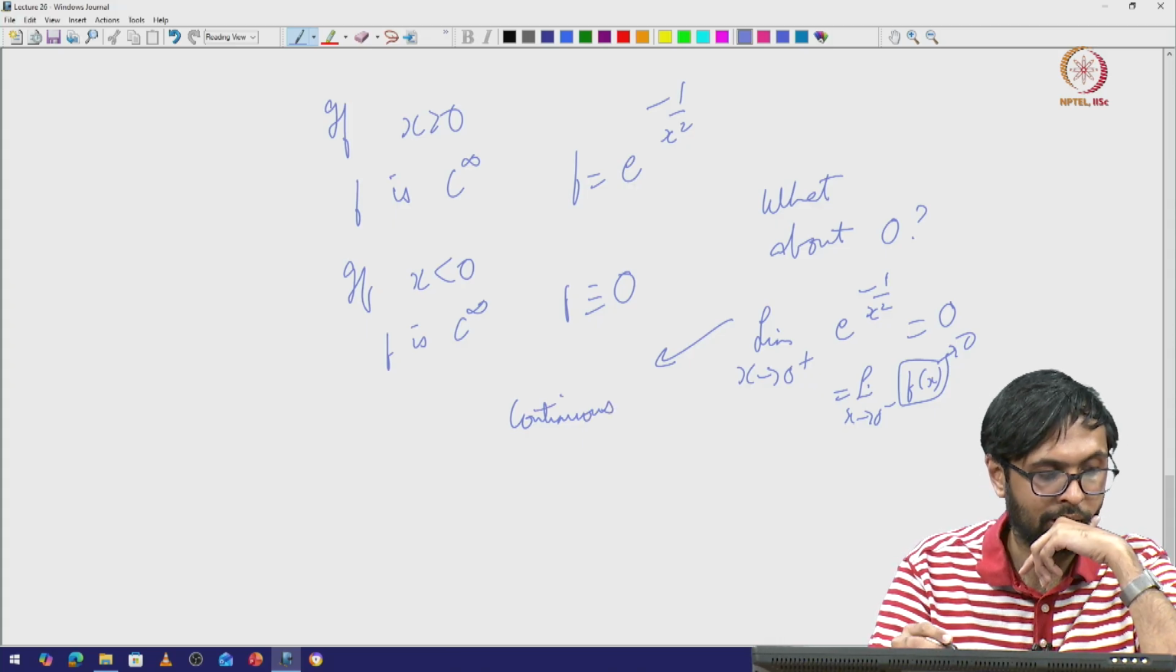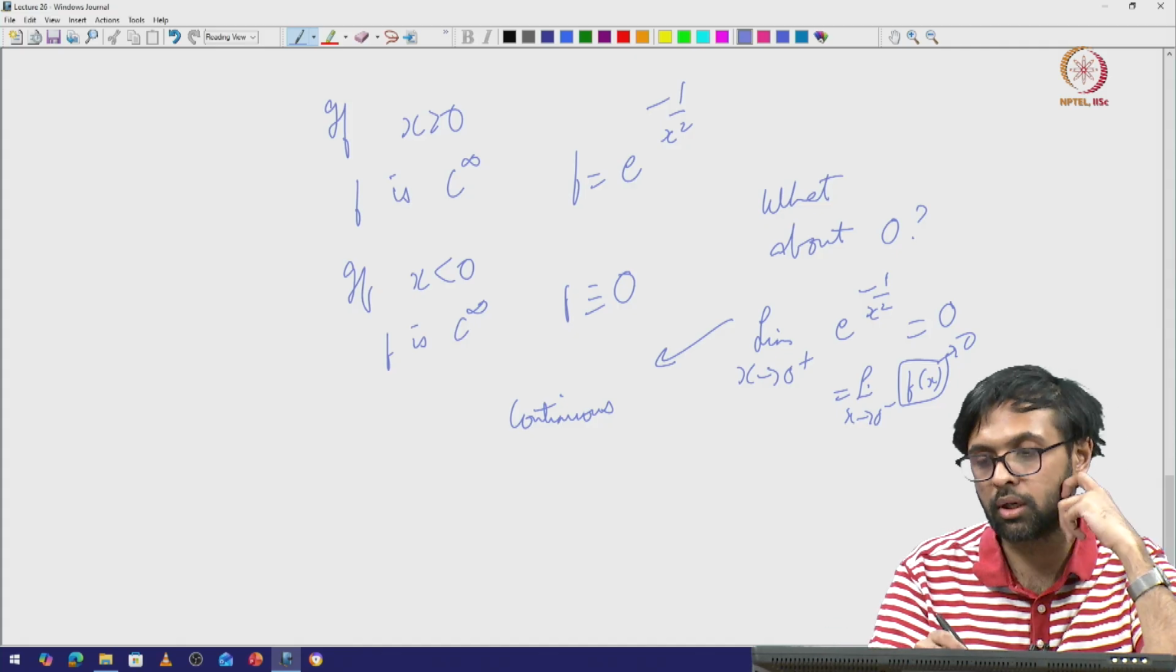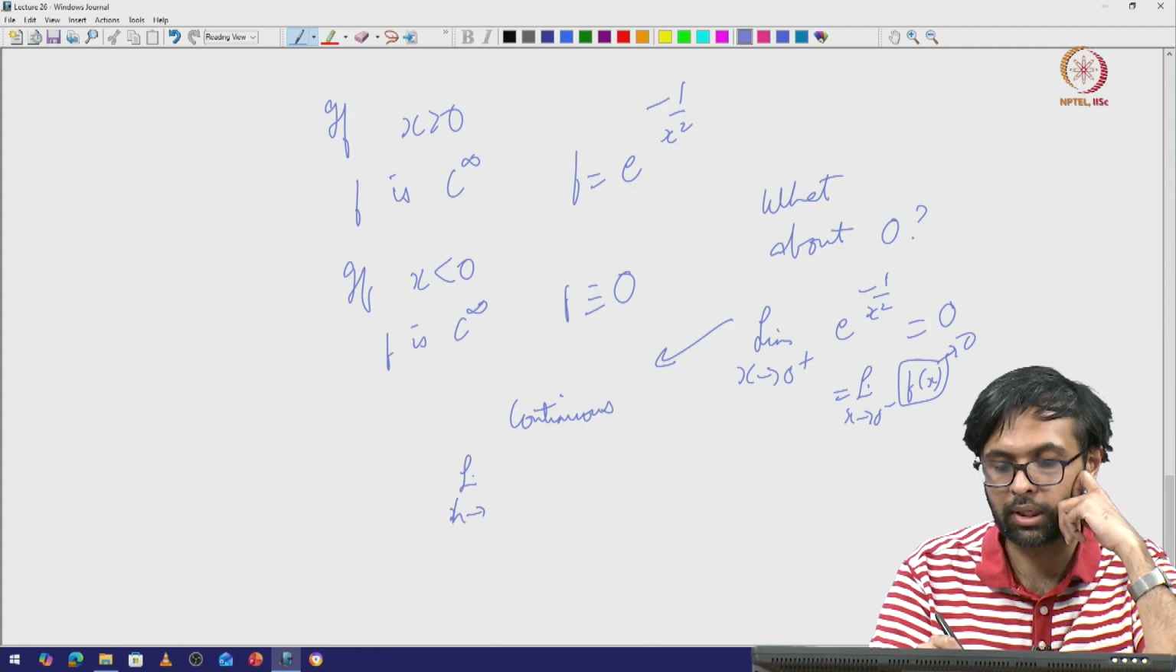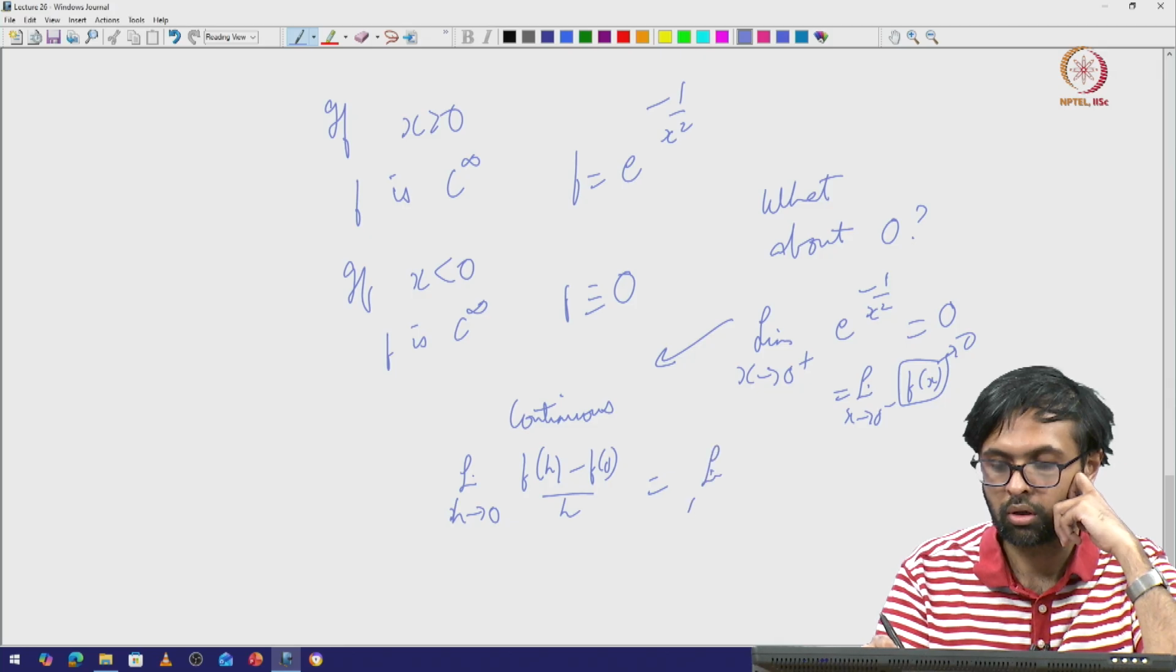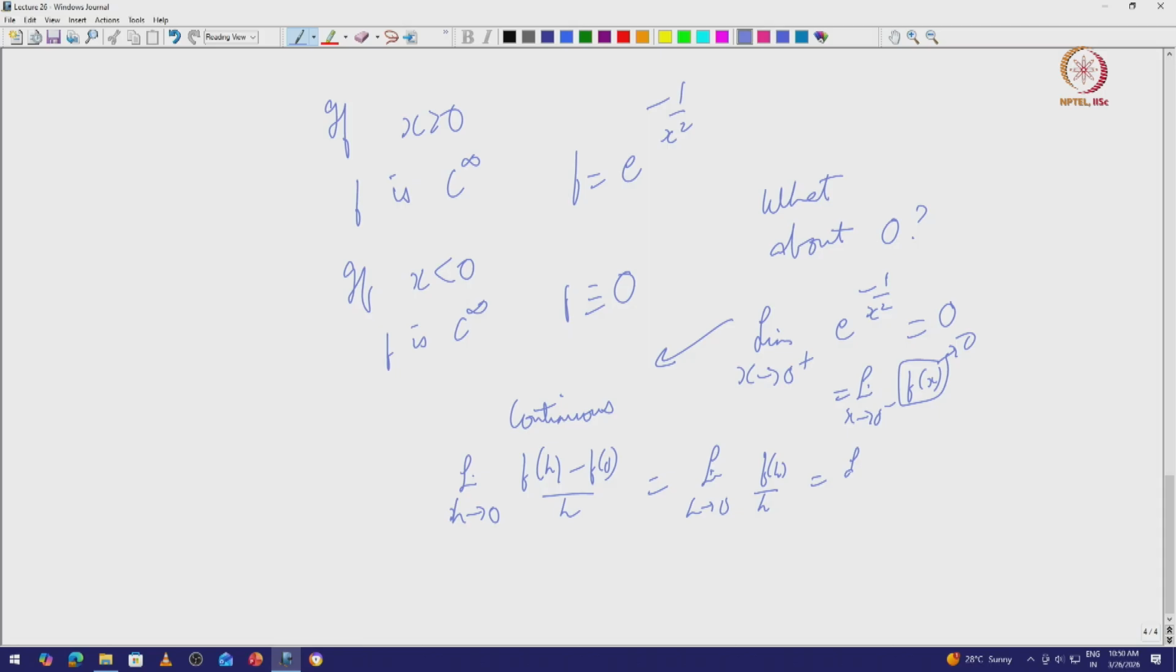Right. What about, say, differentiability? The limit as h goes to 0 of f of x plus h minus f of x, divided by h, which is f of h divided by h. Again, you have the left and right hand limits. I hope you're familiar with the fact that in one variable calculus, if you compute the left and right hand limits and they're equal, then the limit exists, and if they're not equal, the limit doesn't exist. You can prove this, but nonetheless.